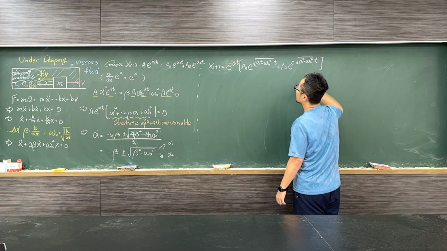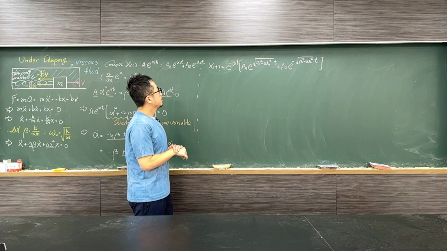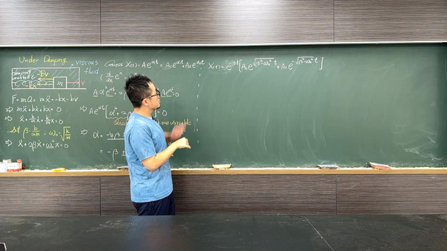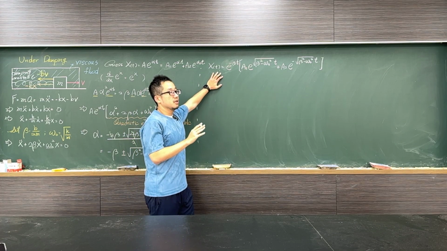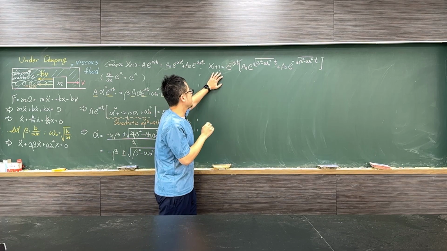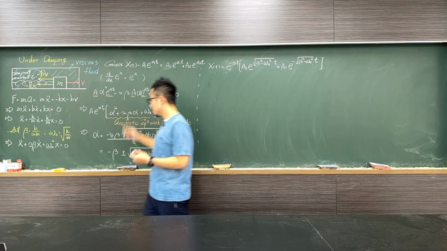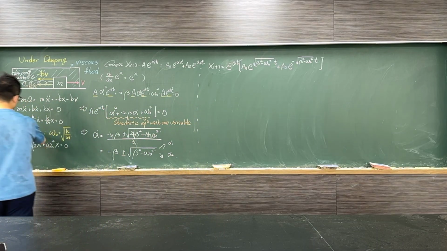All right. Simply by observing this solution, if you don't have the damping constant, that means if you don't have the damping parameter. What is the damping parameter? The beta is actually the damping parameter.